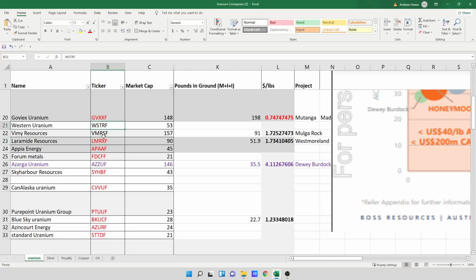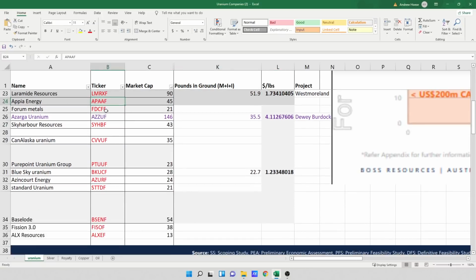We got Western Uranium, Viamey Resources. I don't know as much about them, but I did buy some Laramide. I do own them. Appia Energy, I own them as well. And then I sprinkled amongst all of these. These are more exploration type companies or smaller companies. I have a little bit in all these.